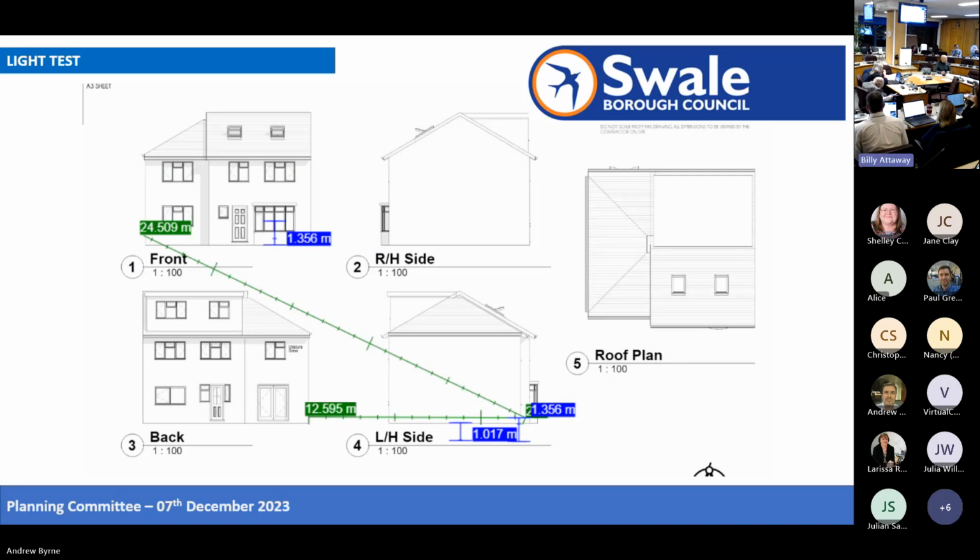That's the light test that officers have carried out. That's taken into account the difference in land levels between the application site and the property. It looks slightly unusual because we've had to plot it on the existing elevations, but essentially that point there is the distance between the extension and the neighbouring property. And that level there is essentially the difference in land level of a metre between the two properties. So I'd refer members to the main report. Thank you.